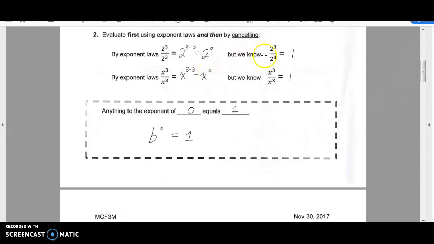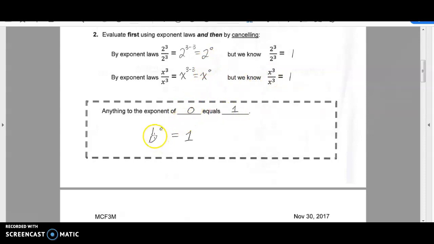But we also know that anytime you have a number over itself, the same number in the numerator and the same number in the denominator, these two will cancel out and basically give us 1. Same thing if we have the same variable and exponent. So you have the same thing in the numerator divided by the exact same thing in the denominator, that gives us 1. So long way of saying basically anything to the power of 0 equals 1.